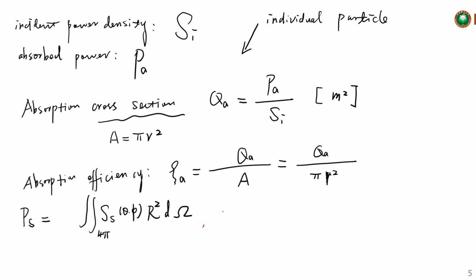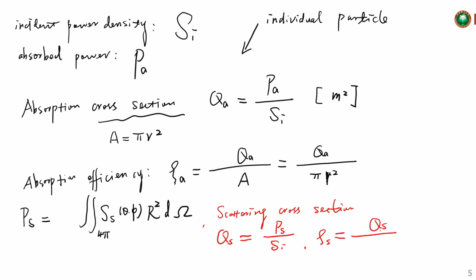So this is again the scattering cross section. We call it Q_S, which is P_S divided by S_I. So the efficiency psi_S is expressed as Q_S divided by pi r squared again. Alright? So this is for the scattering part.